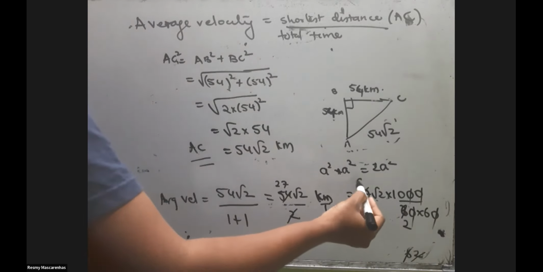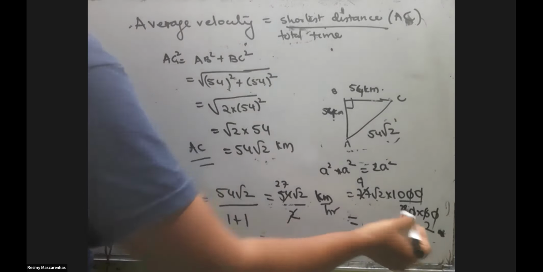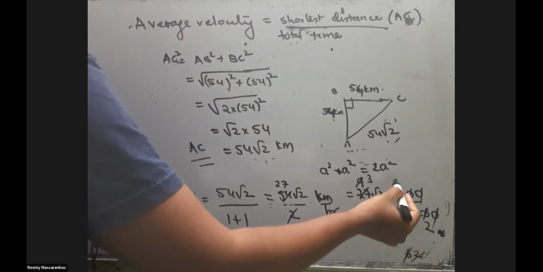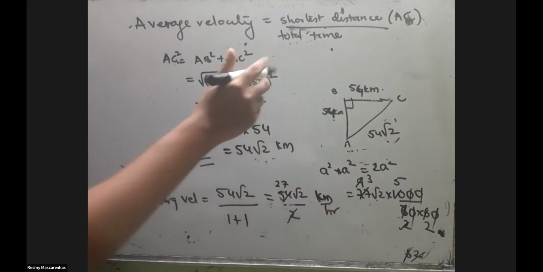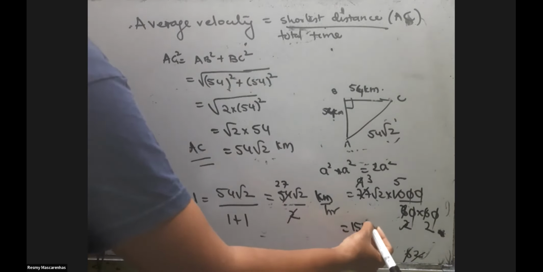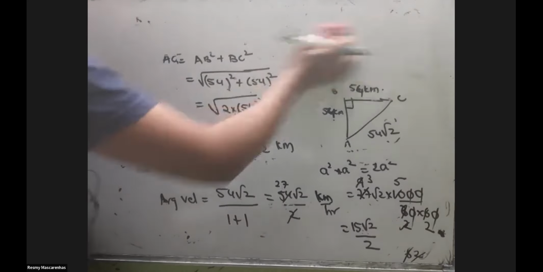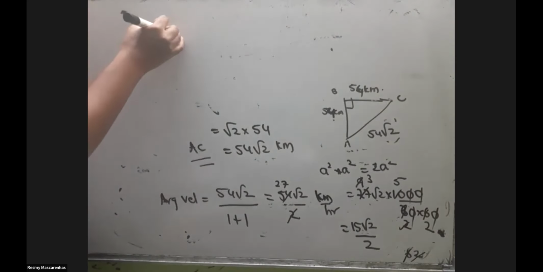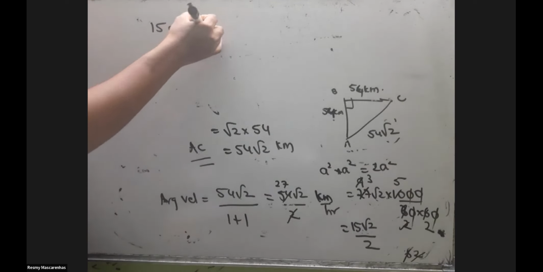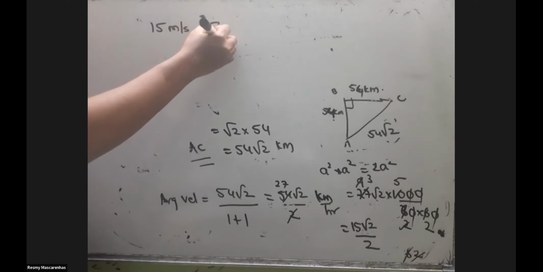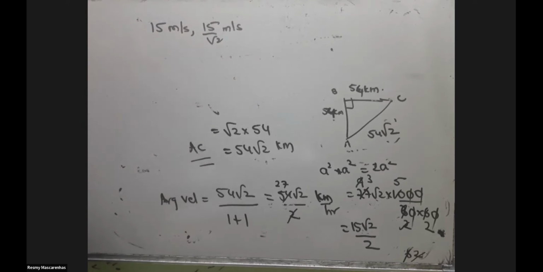3 2s are 6, 3 9s are 27. So what you will get here is 15 root 2 upon 2. This is your answer which you get. But if you look into the options, the other one is given as 15 upon root 2. Now don't think that this is not the correct answer. It is the correct answer, just that you have to simplify this one step ahead.